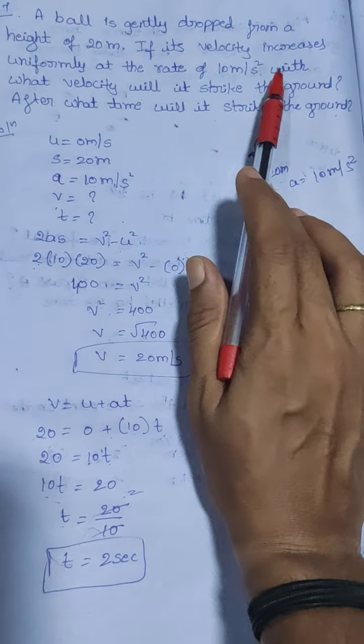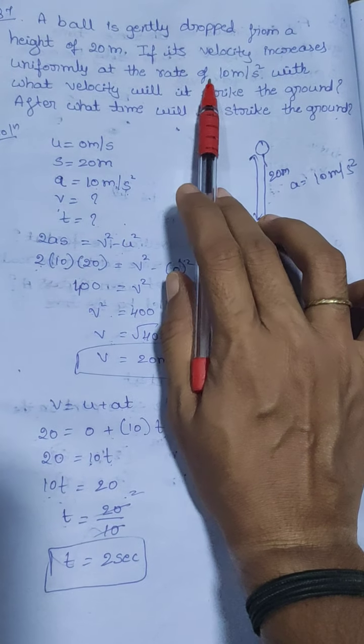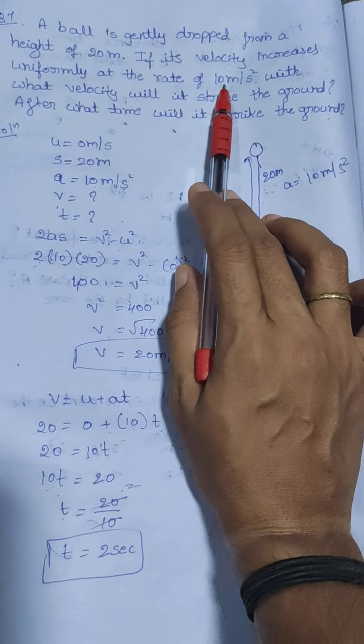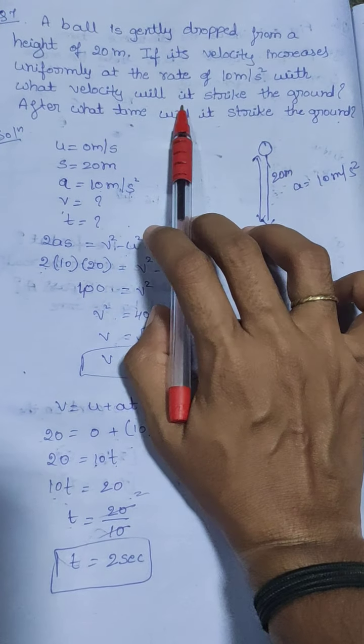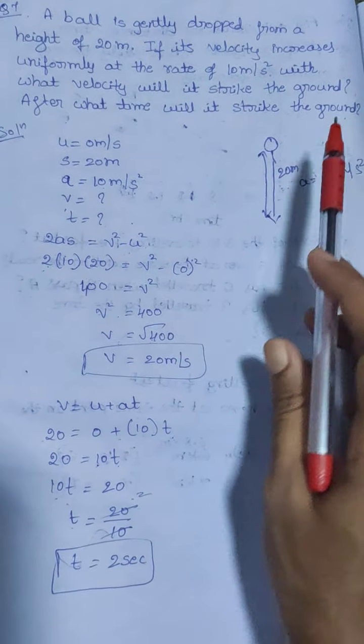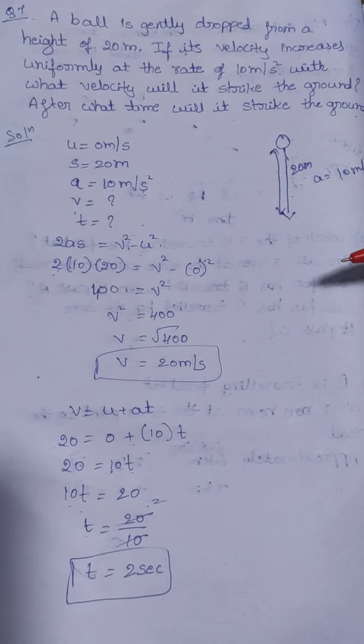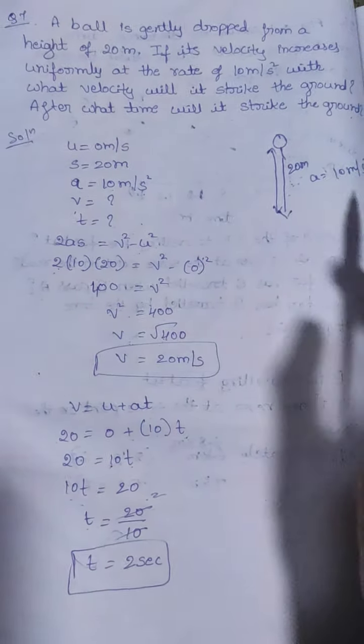So this ball comes with a velocity. The velocity increases at 10 meter per second square. So with what velocity will it strike the ground? With what velocity does it come to the ground and what will be the time?